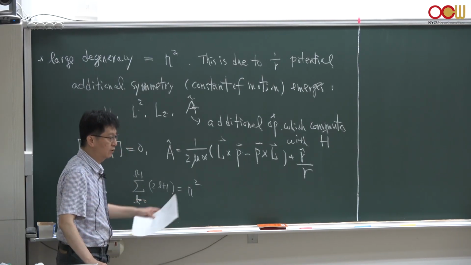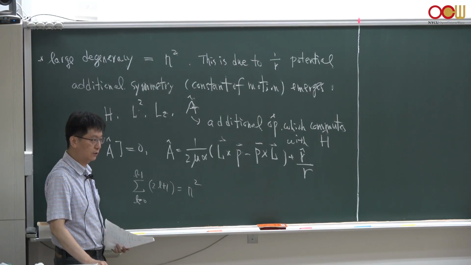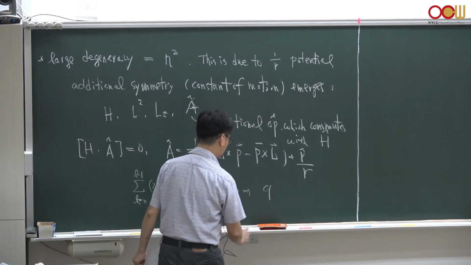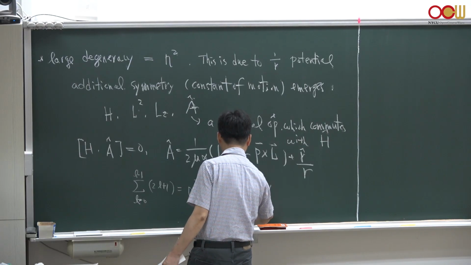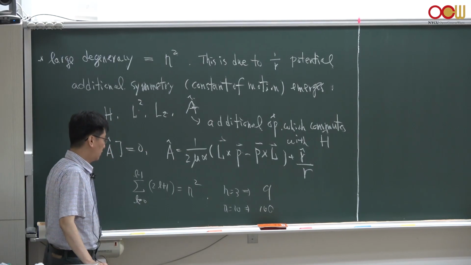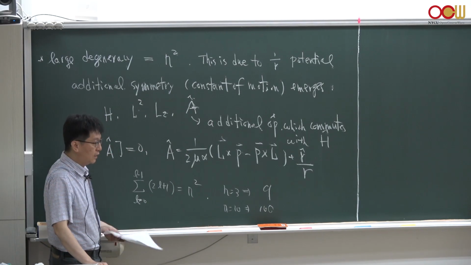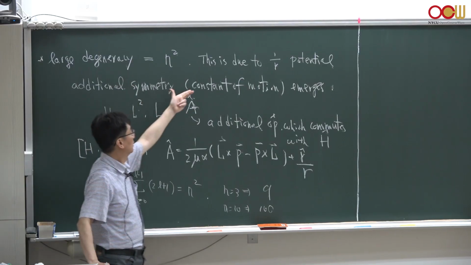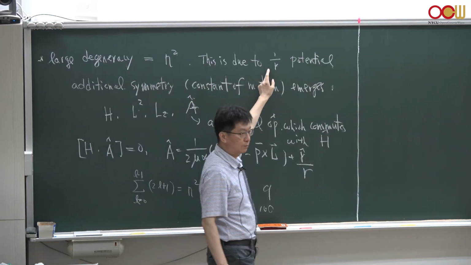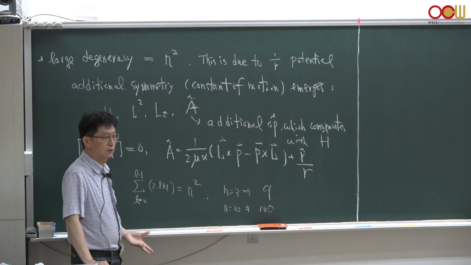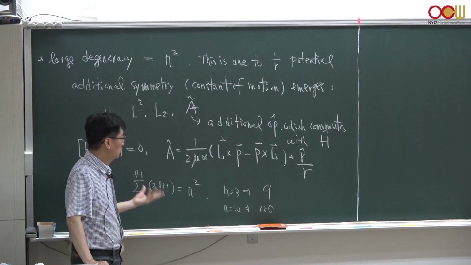And when n goes very large, this degeneracy is huge, because when n equals 3, you get 9 degenerate states. When n equals 10, you get 100 degenerate states for a fixed value of little m. So why is that? Our textbook reminds us that the reason we have a very large degeneracy in the hydrogen atom is because of the 1/r potential. Suppose that the Coulomb potential is replaced by a different type of potential, different from the 1/r potential, then we may remove this degeneracy.